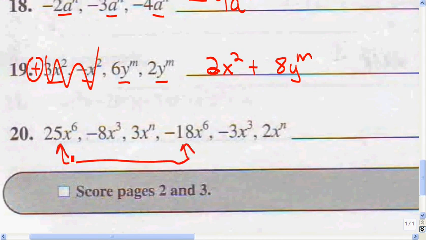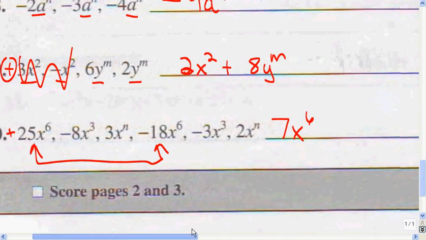So 25 minus 18. Okay, what is that? That's 7, I believe. That's 7. 7x to the 6th power. Now, since the bigger number was positive, which is 25, my answer is going to be positive. I'm not going to write a sign, because when I don't write a sign, everybody already knows it's positive.